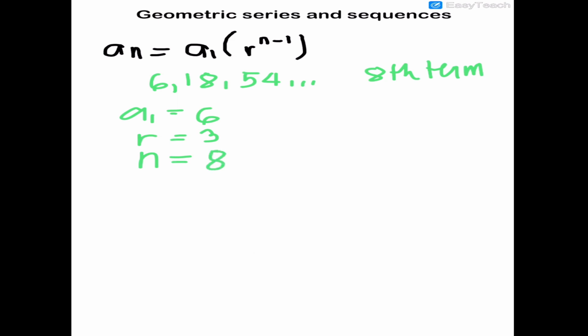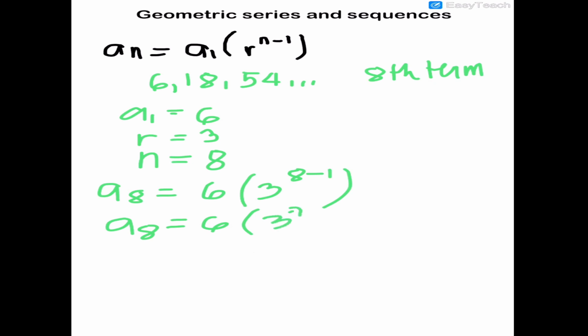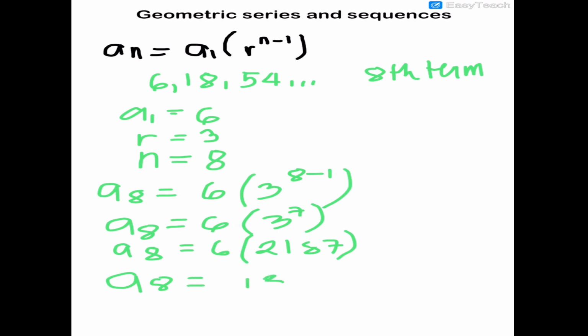By applying the formula, we have a sub 8 is equal to 6, because a sub 1 is 6, times 3 raised to 8 minus 1. a sub 8 is equal to 6 times 3 raised to 7. Next, a sub 8 is equal to 6 times 2187, because 3 raised to 7 is 2187. Then finally, a sub 8 is equal to 13,122.